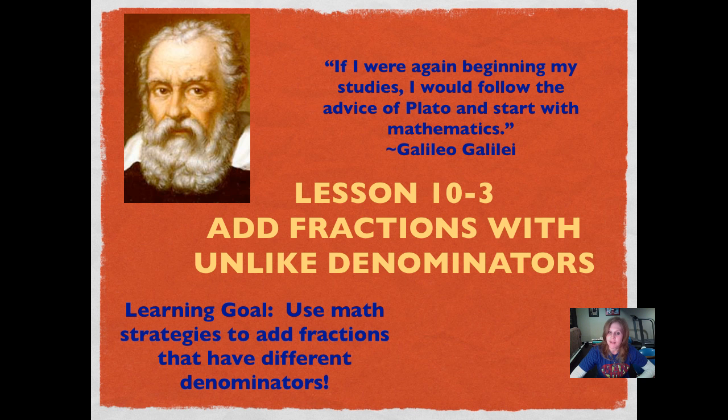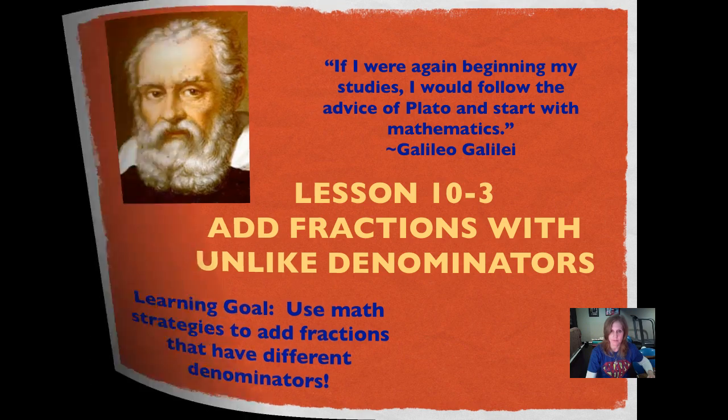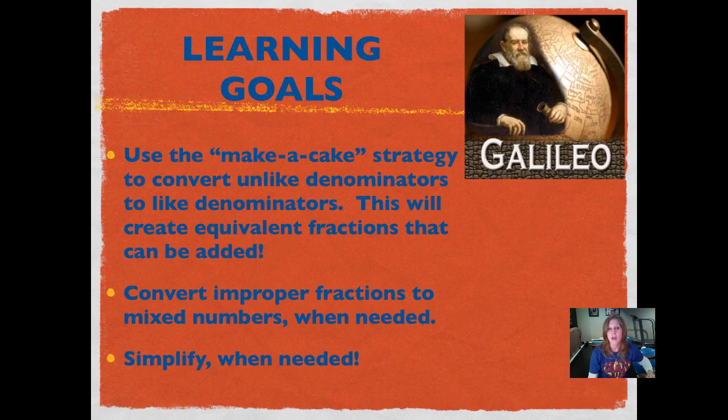Our learning goal tonight is to use math strategies to add fractions that have different denominators. Our individual lesson learning goals are to use the make-a-cake strategy to convert unlike denominators to like denominators. That means different denominators to the same denominators. This will create equivalent fractions that can be added. We're also going to convert improper fractions to mixed numbers when needed, and we're going to simplify when needed.